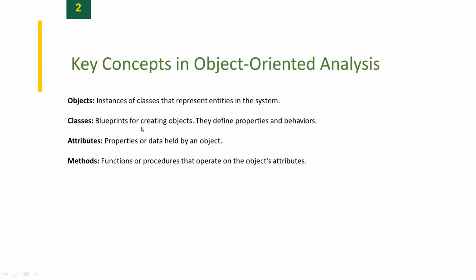Classes are blueprints for creating objects. They identify or define properties and behaviors. Attributes, or properties, are data held by an object. Methods, or functions, are procedures that operate on the object's attributes.